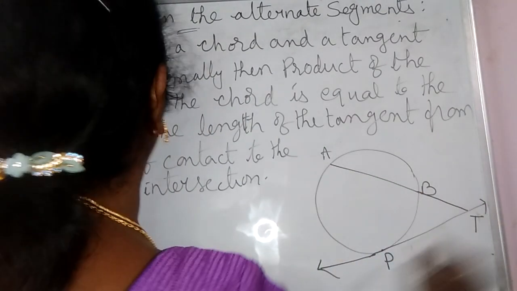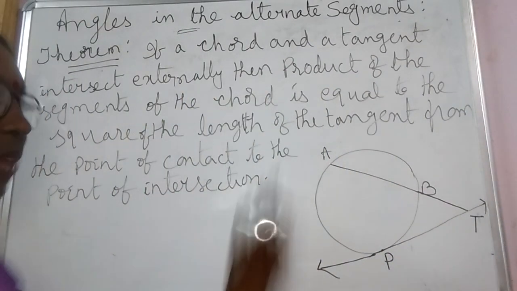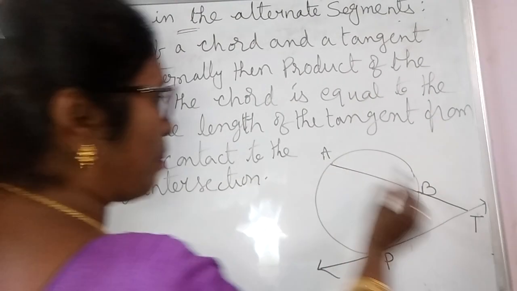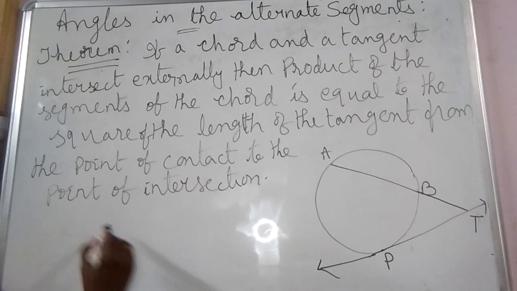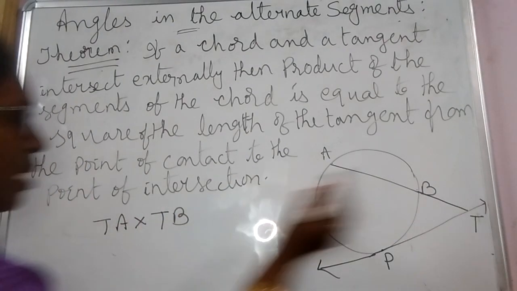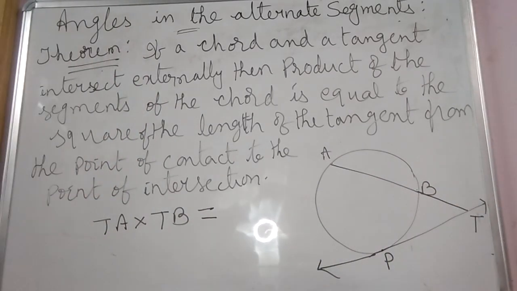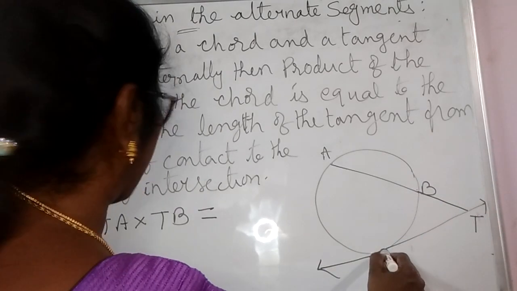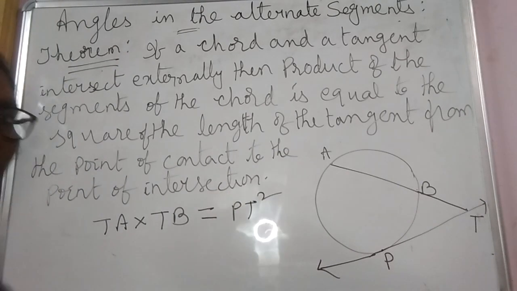If a chord and a tangent intersect externally, the product of the segments of the chord, this too you have already learned that the segments of the chord AB are TA and TB. That means TA into TB, that is the product of the segments of the chord, is equal to the square of the length of the tangent from the point of contact to the point of intersection, PT square.